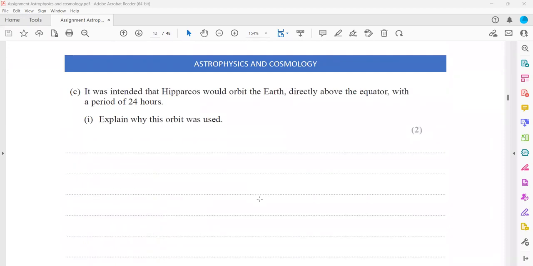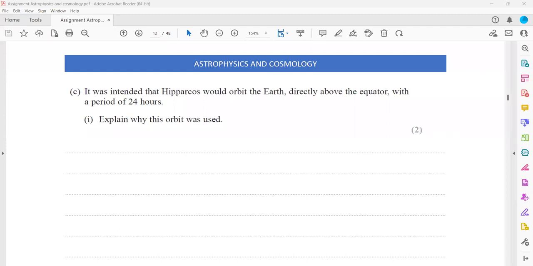In part C, it was intended that Parker would orbit the Earth directly above the equator with a period of 24 hours. Why was this orbit used? Like when we are observing, why do we specifically use this orbit? Because if the period is 24 hours, the same as Earth, it will be a geostationary satellite, meaning it will remain at the same point throughout the Earth.